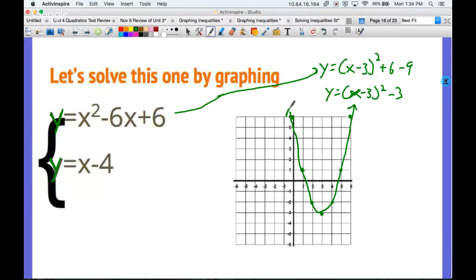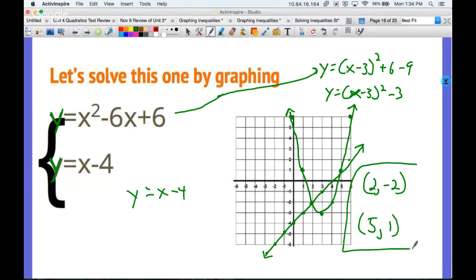And for the graph y equals x minus 4, put a point at my y-intercept of -4, and then go up 1 over 1, all the way across the graph, down one, backwards one if I want to keep it going that direction. And these two intersect at 2, -2. That's one solution. And 5, 1. So there you go, 2 solutions.